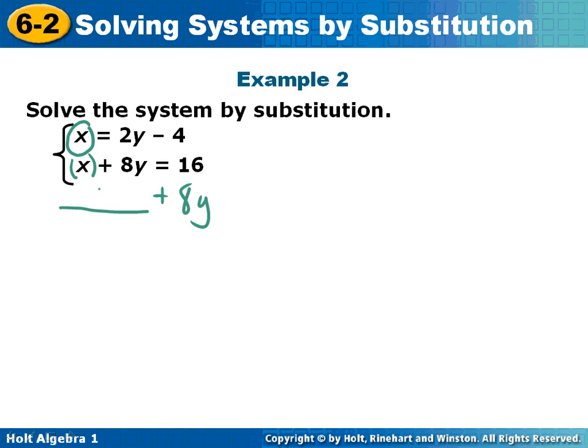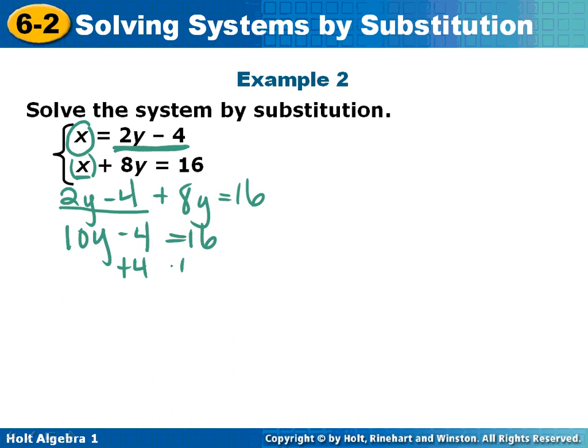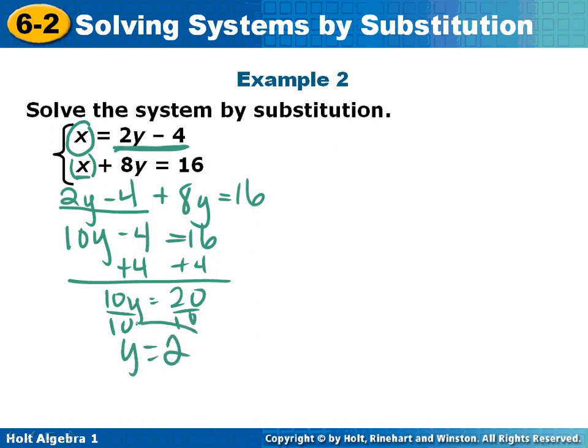Okay, so I'm going to take equals 16. And in the place of this x, I'm going to put 2y minus 4. Now I have an equation to solve. 2y and 8y is 10y minus 4 is equal to 16. Move the 4 to the other side. Divide by 10, and y equals 2.